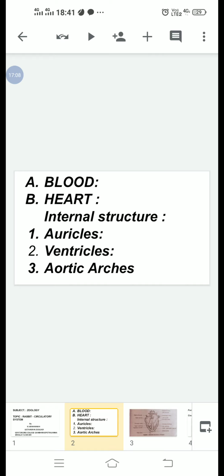Each arch has at its base three pocket-shaped semilunar valves to prevent the backflow of blood from the arch into the ventricle.